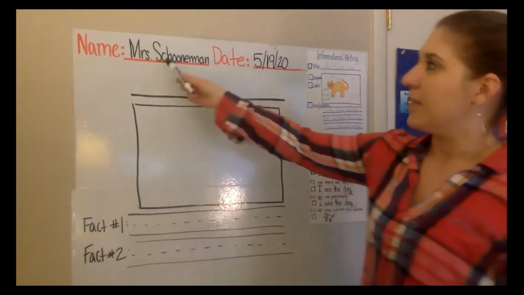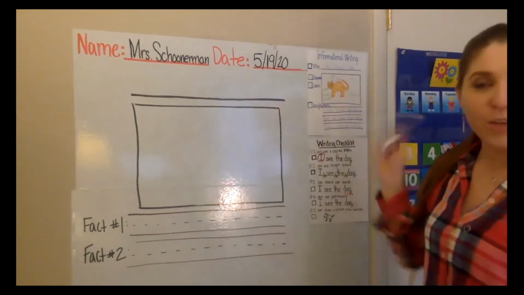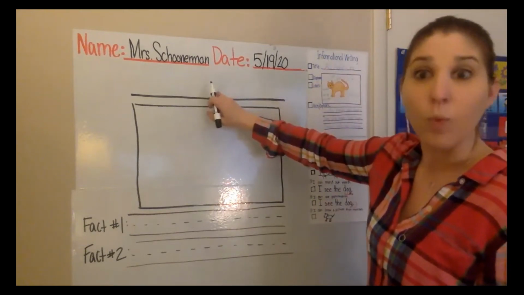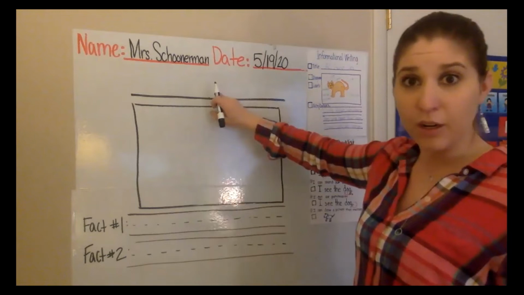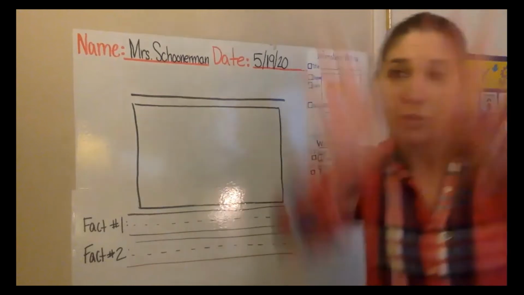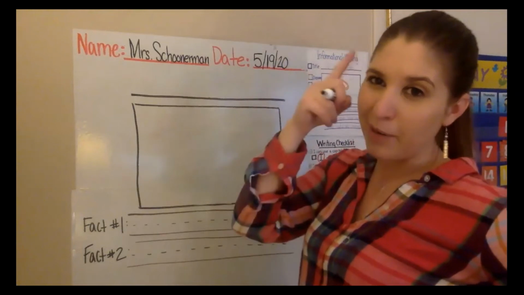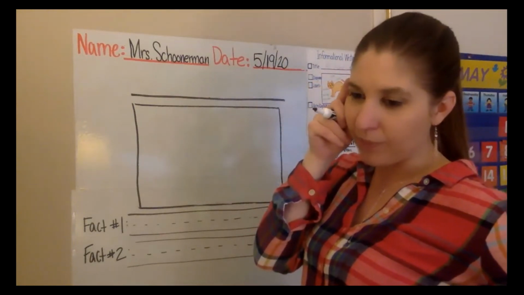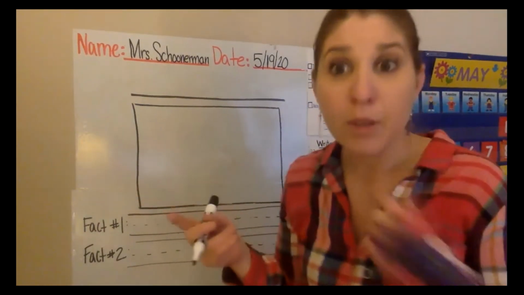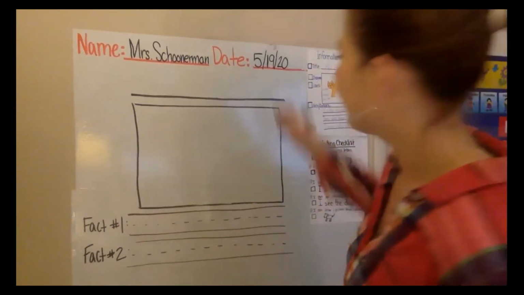Okay, name, date. Now we need to think about what we need to add to our informational writing piece. So the first thing we need to do is write the title. What is it about? What are we teaching our readers about today with our writing? We're teaching them about trees. So let's think about how we want to phrase that. Well, we're writing all about trees. So maybe your title will be different. That's fine. My title is going to be all about trees.